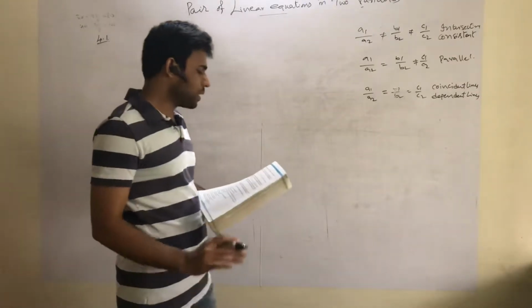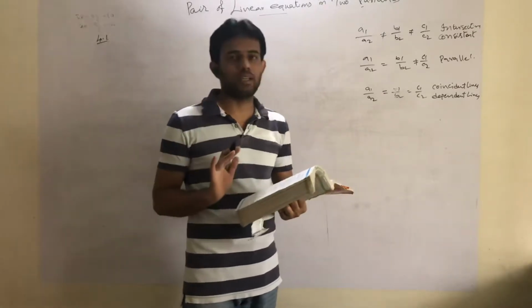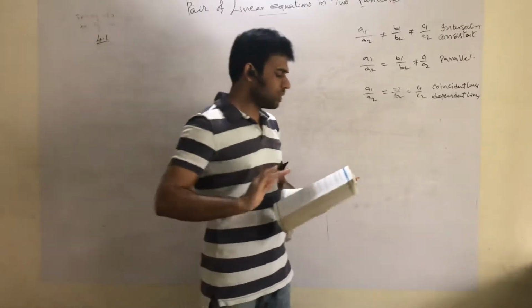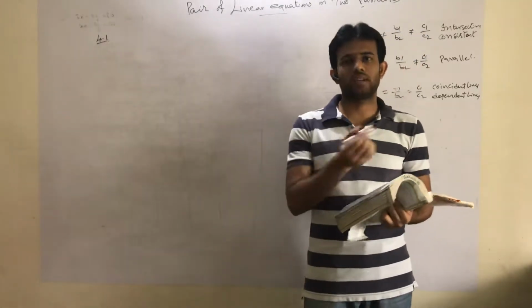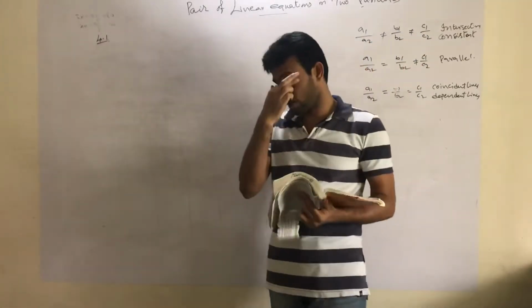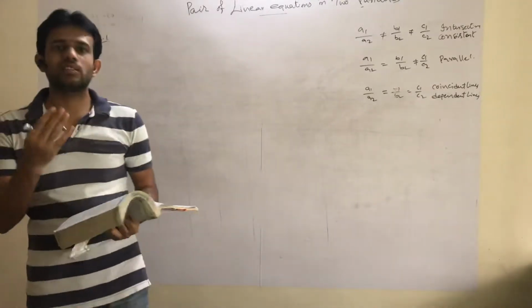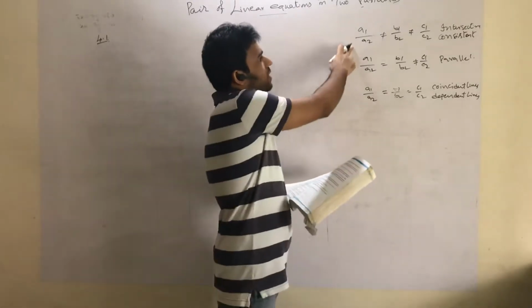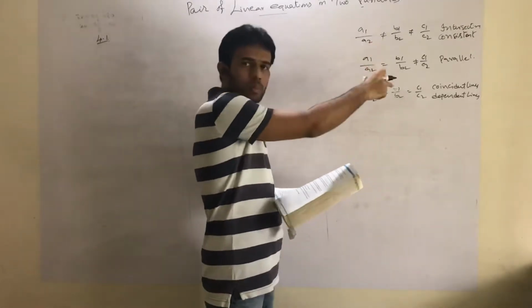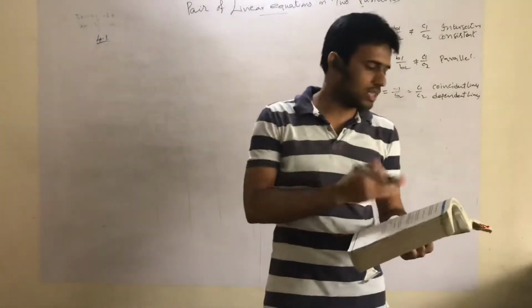Check whether the following equations are consistent or inconsistent. Solve them graphically. So first we need to check whether the lines are consistent or inconsistent. Here they have given it a bit indirectly. They are basically asking whether they are intersecting lines or not. Intersecting lines are also called consistent lines. So same thing: you find the ratios a1 by a2, b1 by b2, c1 by c2. If they are not equal, then they are intersecting lines and consistent lines.